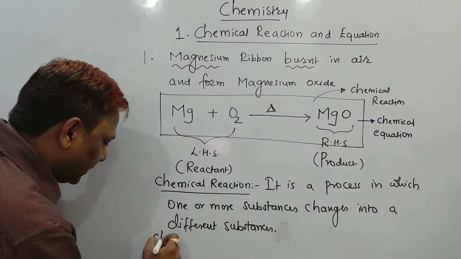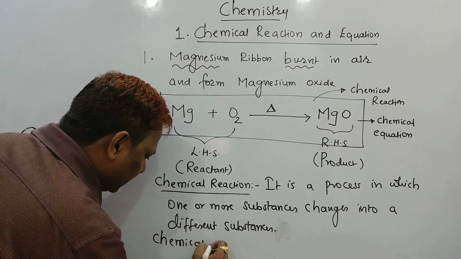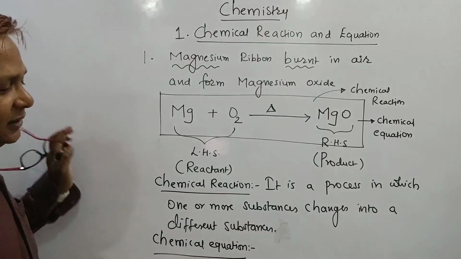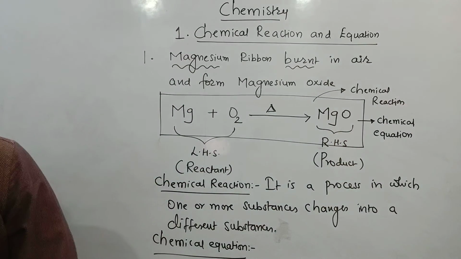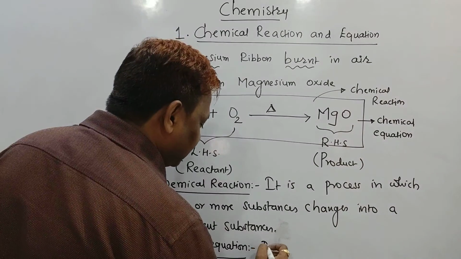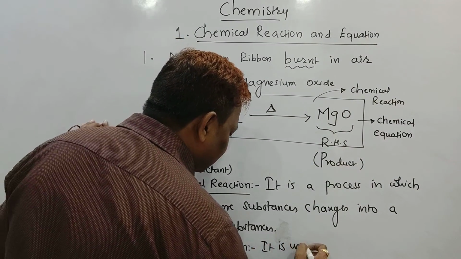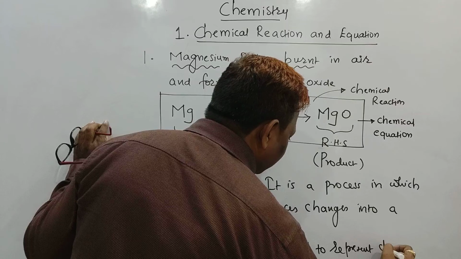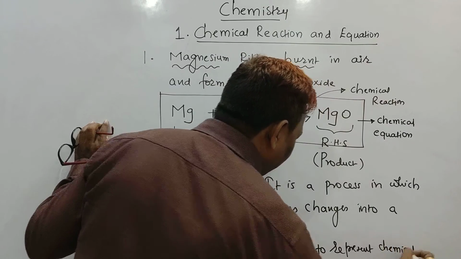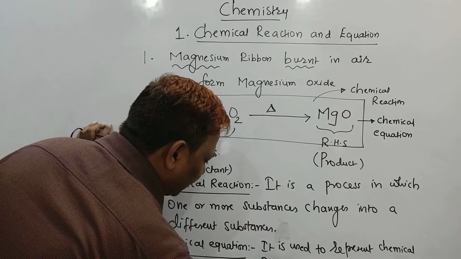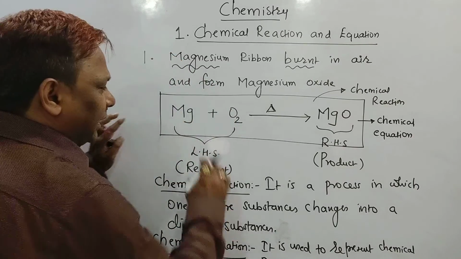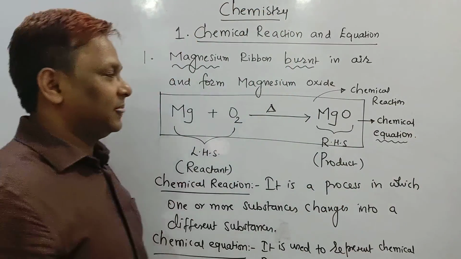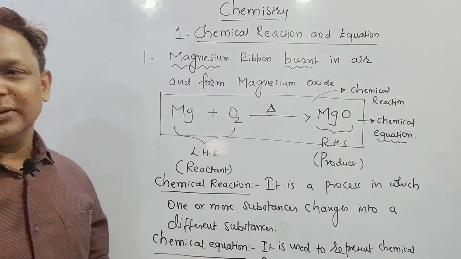See what I write here. Chemical equation. Chemical equation means this is called a chemical equation. It is used to represent chemical reactions. Means to represent any chemical reaction, we have to write this equation, and these equations are called a chemical equation. But it is one example I have given for you, right?